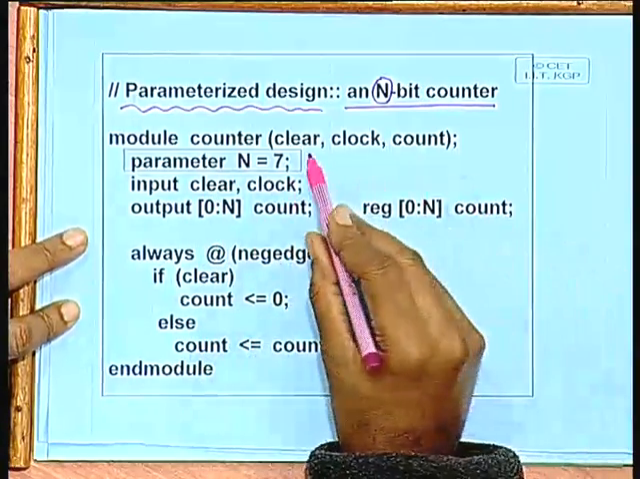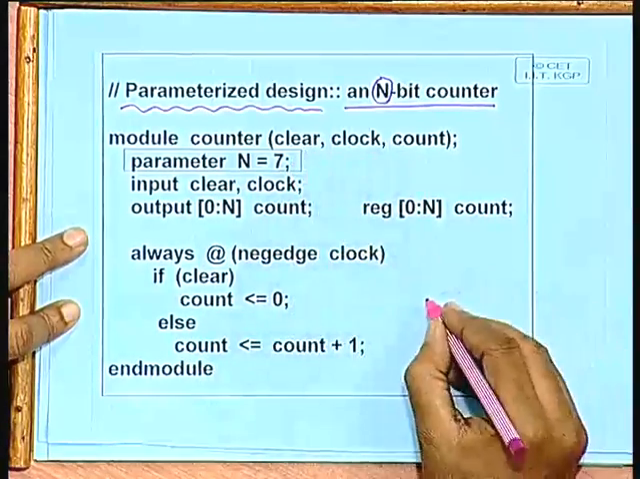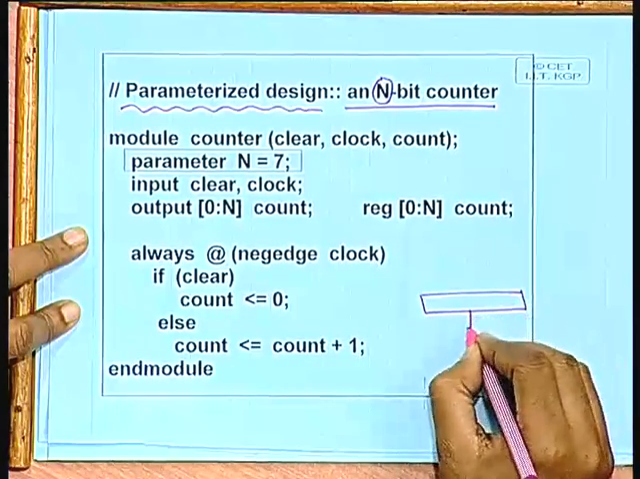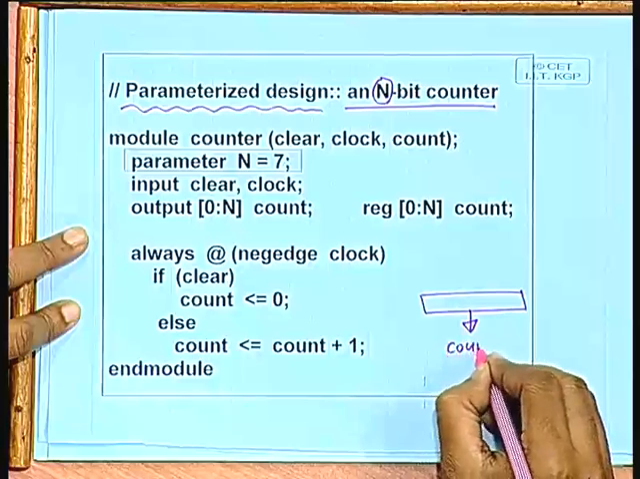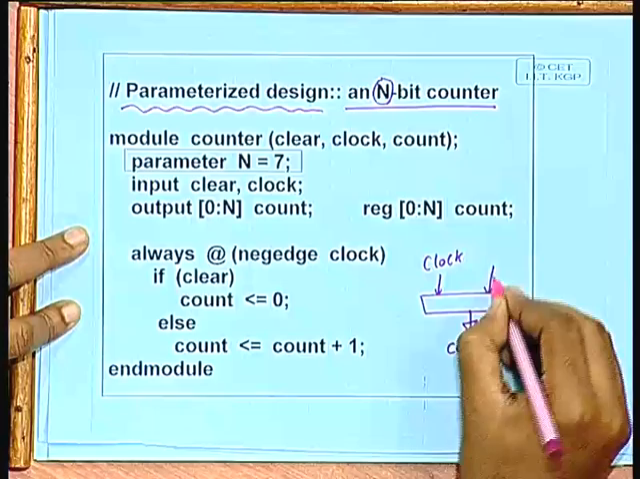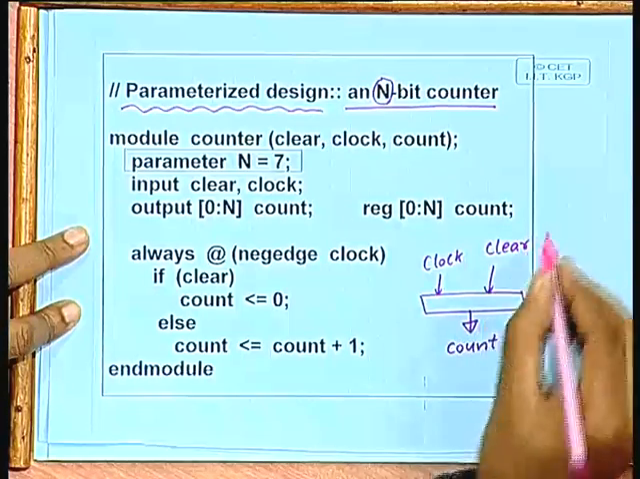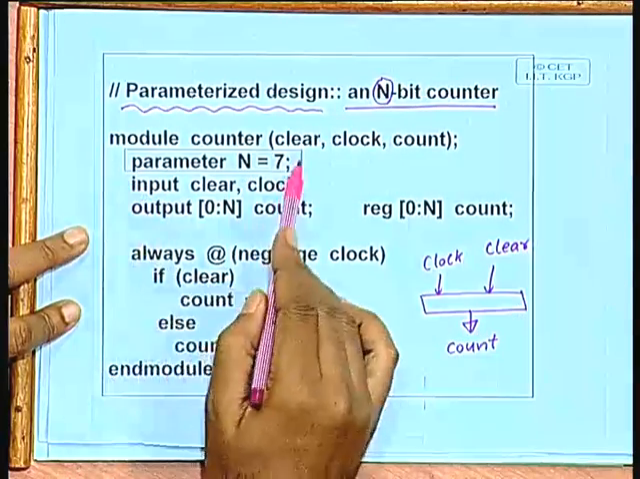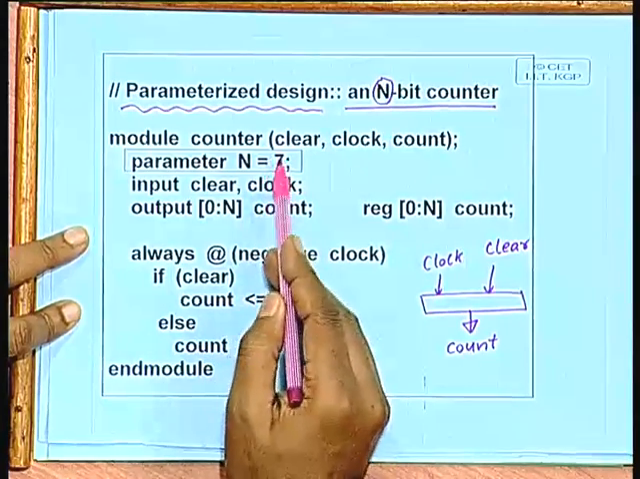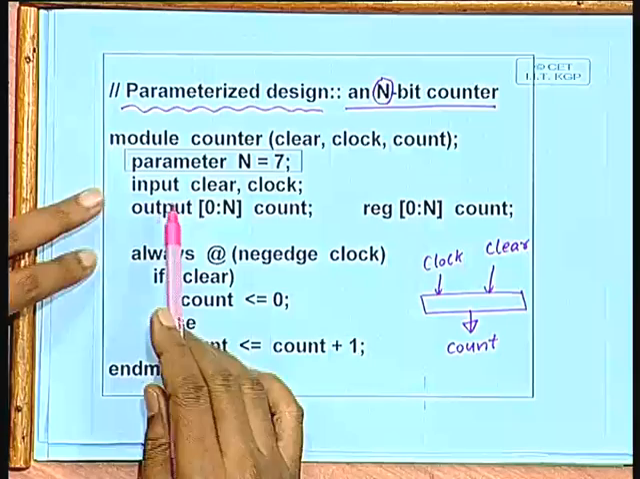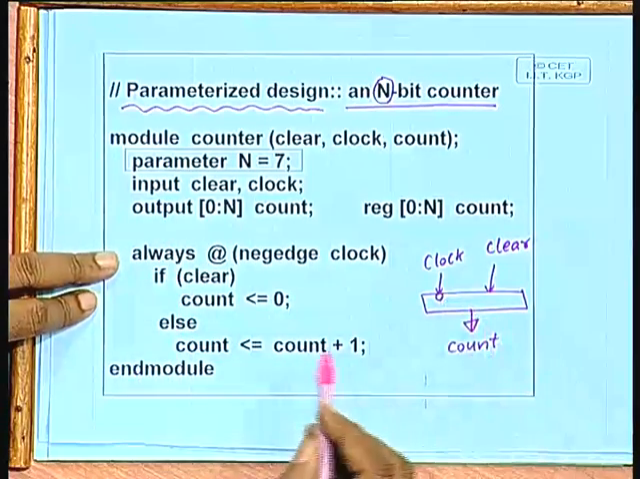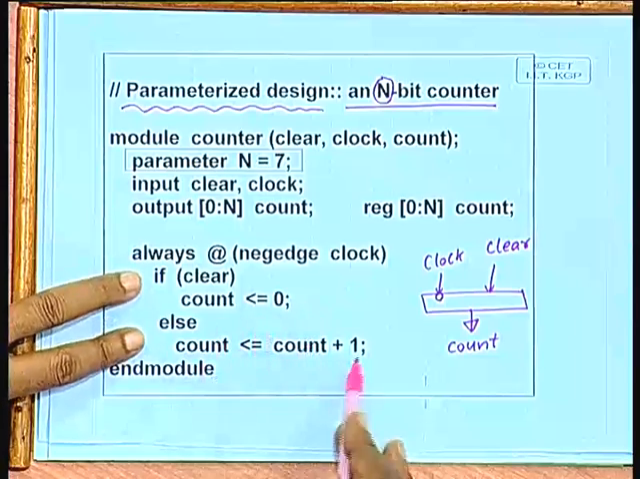Here there are 3 inputs and outputs: clear, clock and count, simple. There is no parallel load facility. So, we have only the count value available, we have a clock and we have clear. This n is a parameter, a constant with a name. In this example we have taken 7; you can change this one line and it will change. Always at the negative edge of the clock, clock is negative edge triggered. If clear, count is 0, else count is count plus 1, simple.